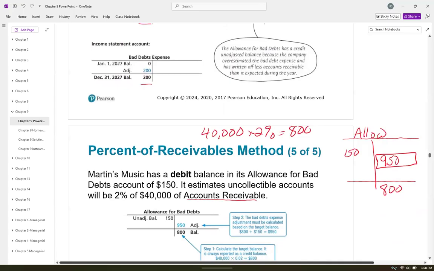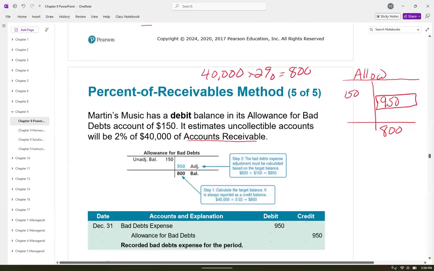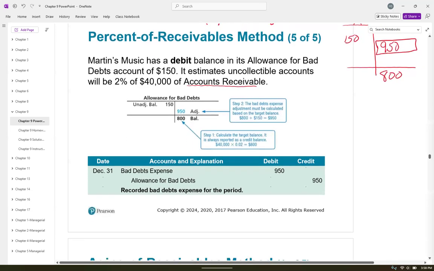Yes, I know they put that T account there, but they gave you all the information you needed. You got to watch me work through it, and the journal entry will be to debit bad debt expense and credit the allowance for bad debts.